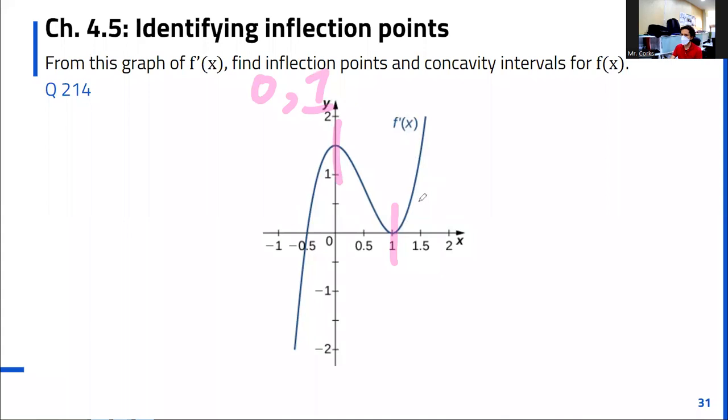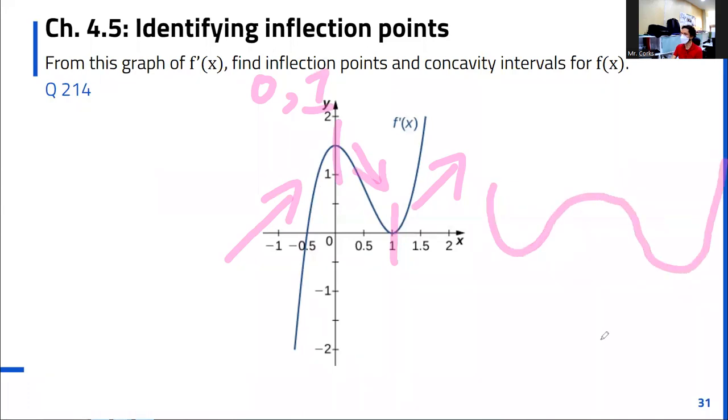If our first derivative is increasing over here on the right, then we must be concave up there. And if our first derivative is increasing on the far left, we must be concave up there. And if our first derivative is decreasing in this middle part, we must be concave down here. Okay. So this would turn into a concave up, a concave down, and a concave up, and be this sort of function.